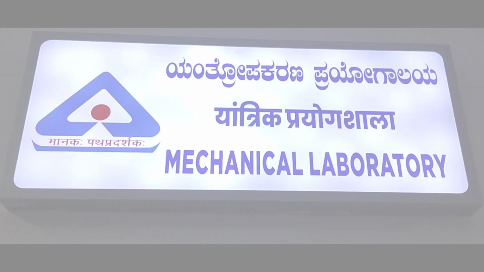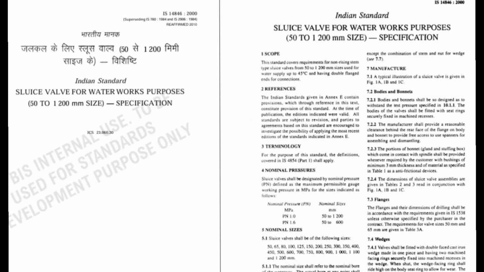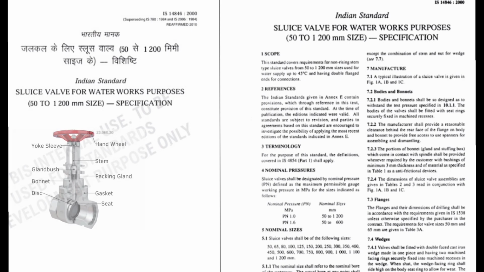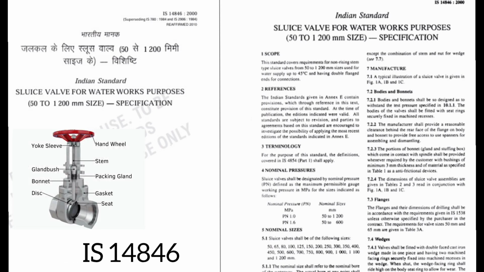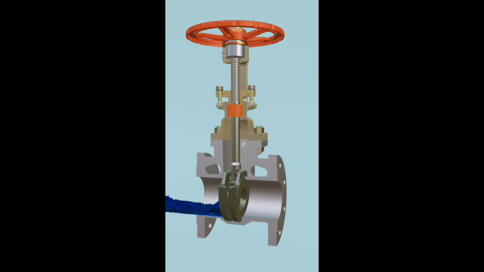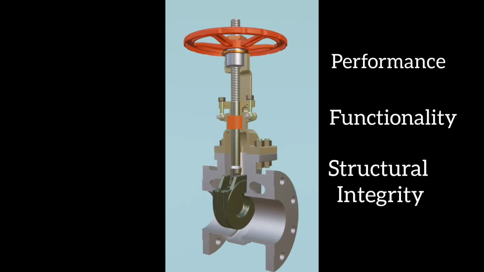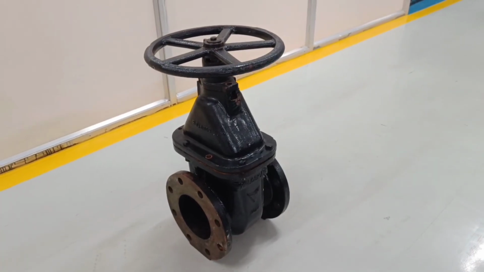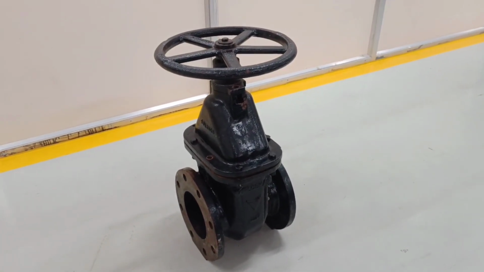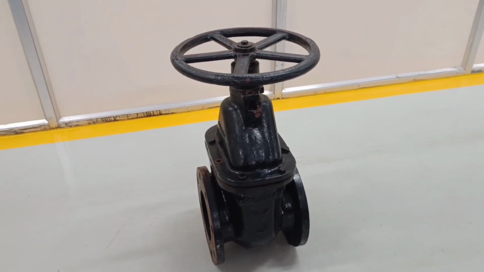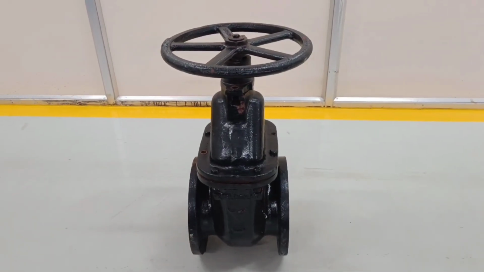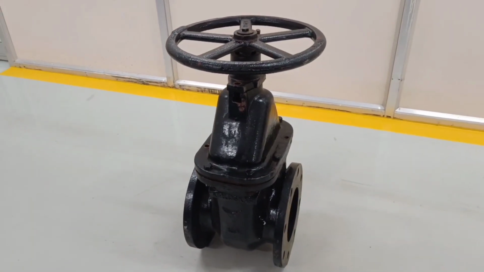In this video, we will discuss the testing of sluice valve of IS 14846. These tests are conducted to evaluate the performance, functionality, and structural integrity. A sluice valve is also known as gate valve. It is typically used to control the flow of liquid in the pipe or channel.